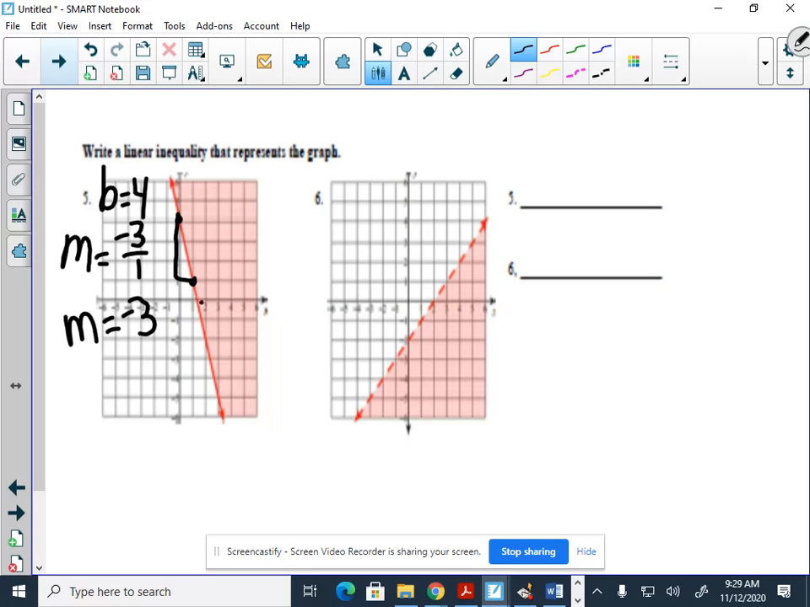Now, they shaded above the line. So as we start to write this, y is greater or less if it's up. Greater. Should it have the equal sign, yes or no? Yes. And then negative 3x plus 4.